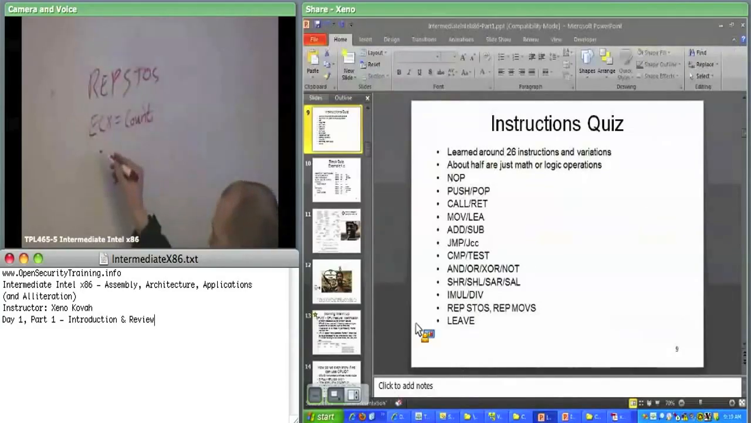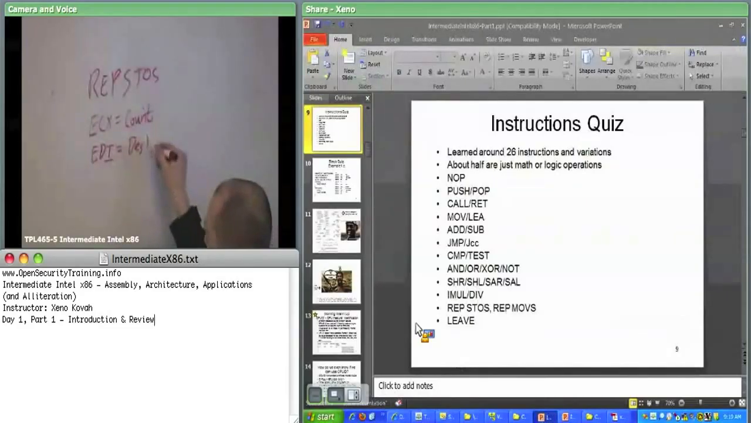The other thing it had was EDI equal to the destination. So wherever it's storing to, this is wherever it's going to be storing to. So again, it's either storing 1 byte or 4 bytes at a time. If it's storing 1 byte, it takes EDI and says write 1 byte here and then increment EDI by 1 byte, increment EDI by 1 byte. If it's doing a 4 byte thing, it increments EDI by 4 bytes each time. So write 4 bytes plus 4 bytes. Write 4 bytes plus 4 bytes.